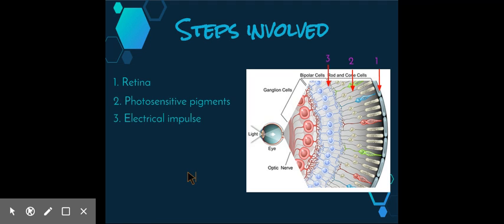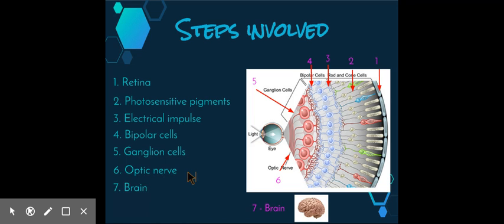A photochemical change in the rods and cones involving what are known as visual pigments generates an electrical impulse. The electrical impulse is transmitted to bipolar cells in the retina. The bipolar cells then stimulate other cells known as ganglion cells, whose processes or axons make up the optic nerve. And lastly, the fibers of the optic nerve carry the partly processed information to the brain, where it is then interpreted and created into an image.